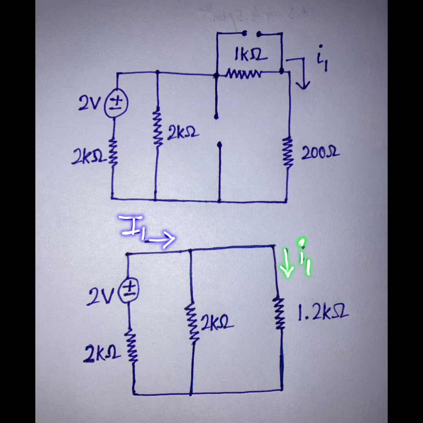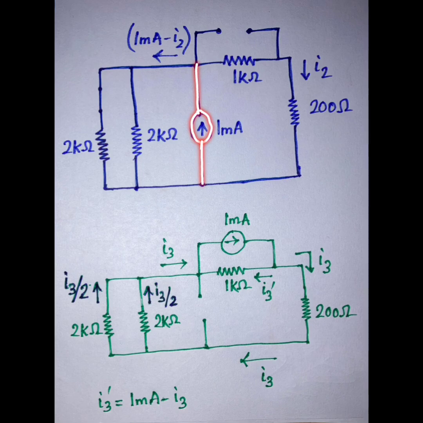Then we have to repeat it for the other two, so let's discuss that also. Now we have activated only, I am talking about the top circuit, the 1 milliampere source, and I have kept open the other 1 milliampere source and also shorted the 2 volt source. Here this 1 milliampere is flowing, and through the 1 kilo ohm and 200 ohm, which are in series, I2 is flowing, and the rest of the current, 1 milliampere minus I2, is flowing through the parallel combination of two 2 kilo ohm resistors. Here also we need to do a lot of things to find out the value of I2.